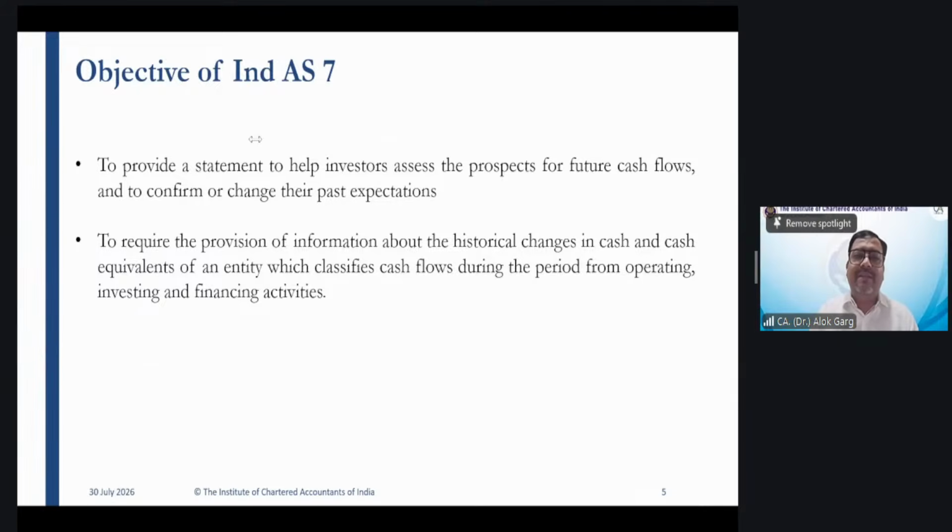Now let's begin the formal journey of the standard. Okay, friends, the objective is very clear. I am not getting into reading every word.